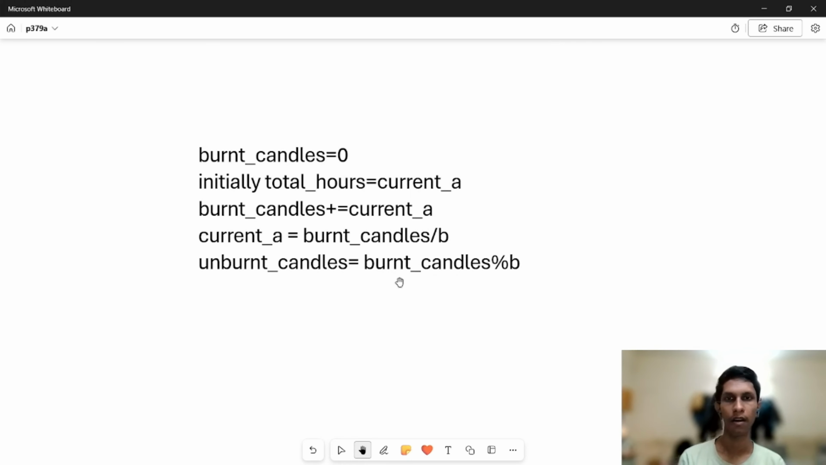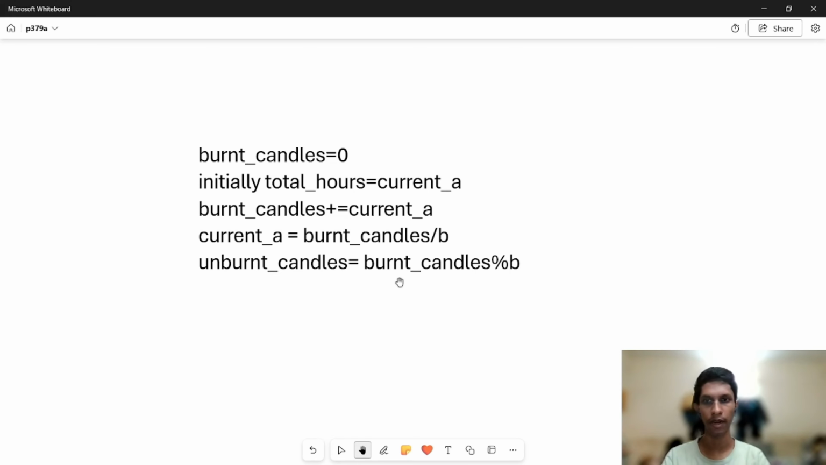Also there is one more thing. For this problem, we also have to calculate the number of unburned candles. Let's say we have a test case of 5 and 2. We are given 5 candles initially, and we require B, 2 burnt candles, to make a new candle. So let's say we burn 5 candles for 5 hours. After burning for 5 hours, we'll have 5 burnt candles, out of which we can use 4 and make 2 new candles.